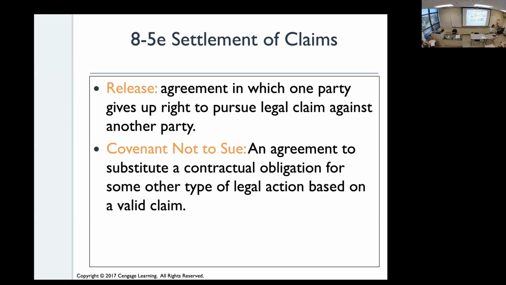Covenant not to sue, an agreement to substitute a contractual obligation for some other type of legal action based on a valid claim. So again, there's an agreement that you're not going to sue.